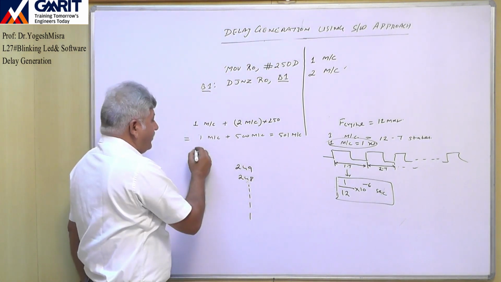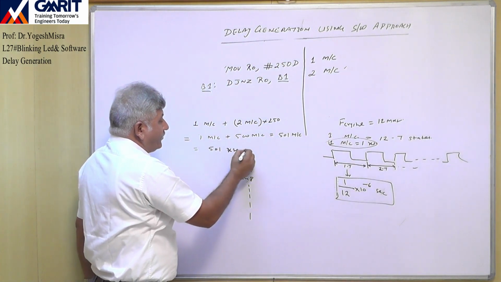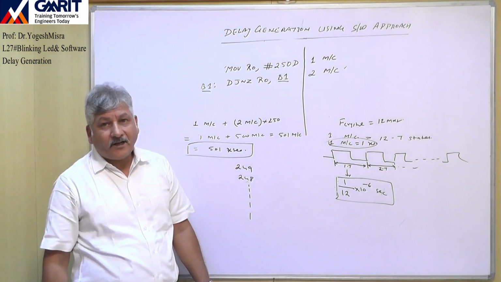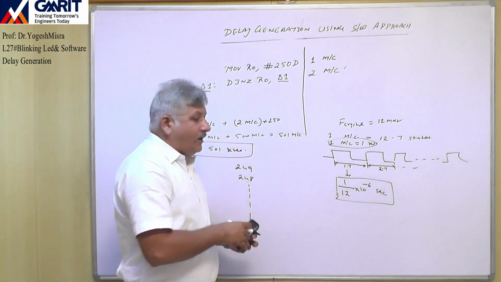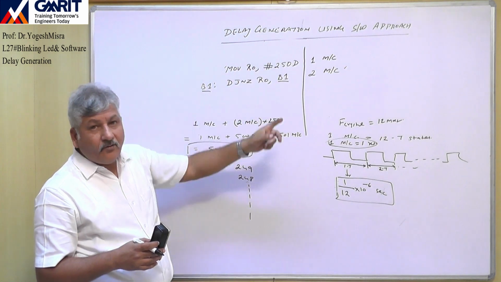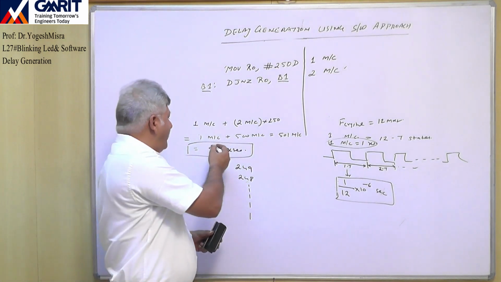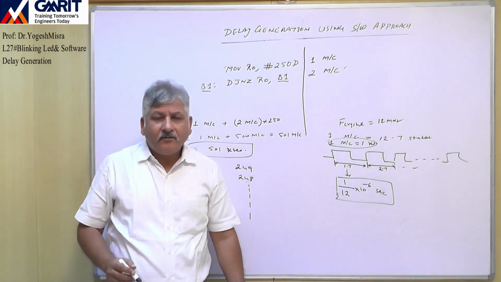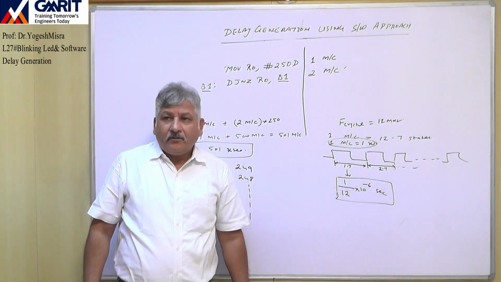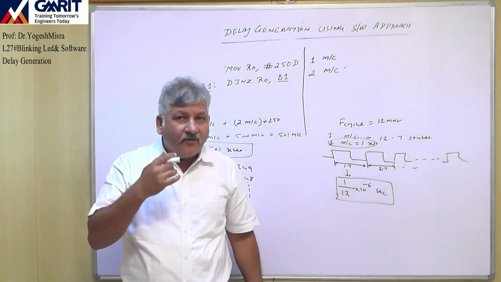So the controller will require 501 microseconds. And these two sets of instructions we can use to generate delay in our program. Now suppose we want to generate a delay of more than 501 microseconds. If we want to generate a delay of more than 501 microseconds, then what do we have to do?